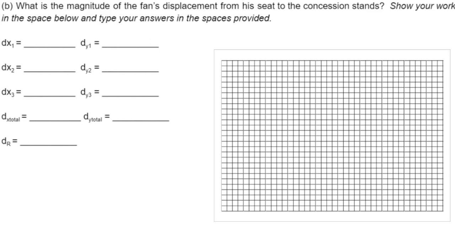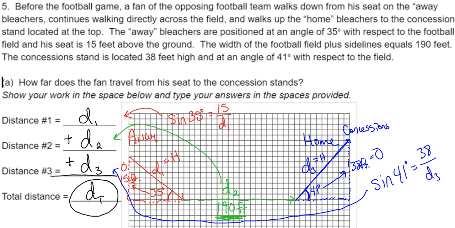Part B of the problem says, what is the magnitude of the fan's displacement from his seat to the concession stand? Show all the work in the space below and type your answers in the space provided. So if we take a look at our diagram, it hasn't changed. We're just going to add a few values to it.